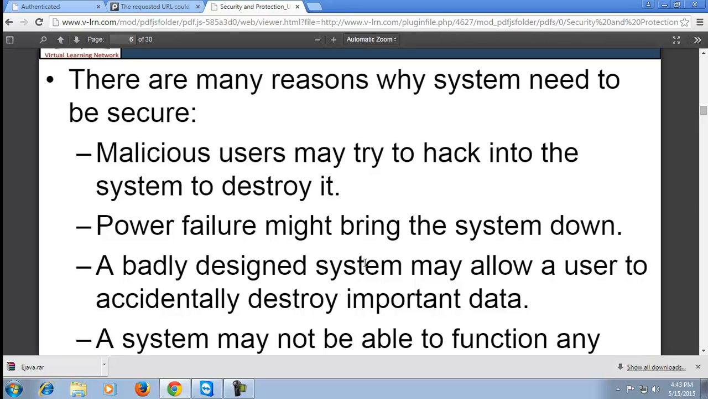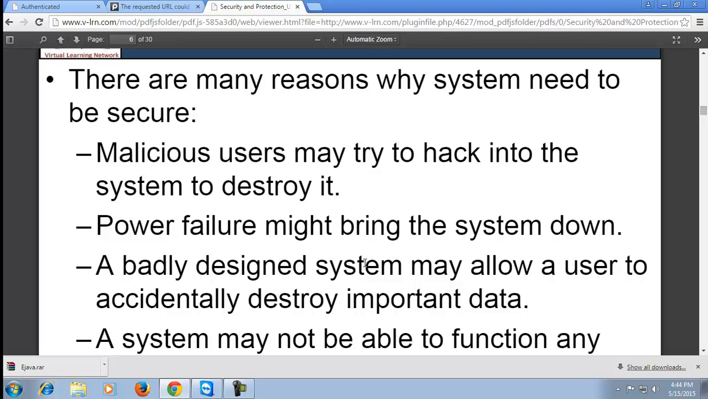We can say these kinds of persons are hackers, or cryptanalysts, who are always monitoring our network and trying to access our data traveling through the network. Then next one is power failure, which might bring the system down and may cause problems in the system and in the file system. If that kind of problem occurs suddenly, it will cause loss of our data.